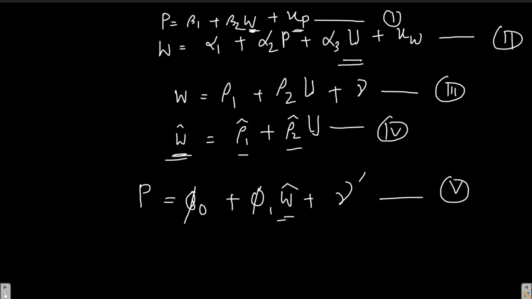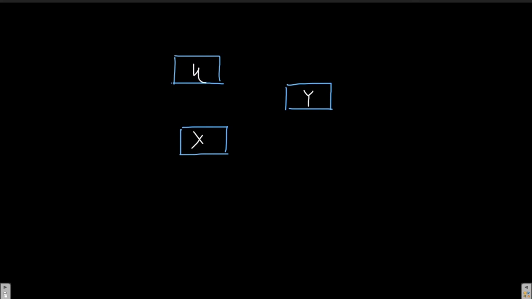Now how exactly can I claim that? To illustrate that, let me take help of a diagram. Let's try to see all the different components of our regression. Let's say y is here, x is here, and my error term is here. Here my y is the price rate.